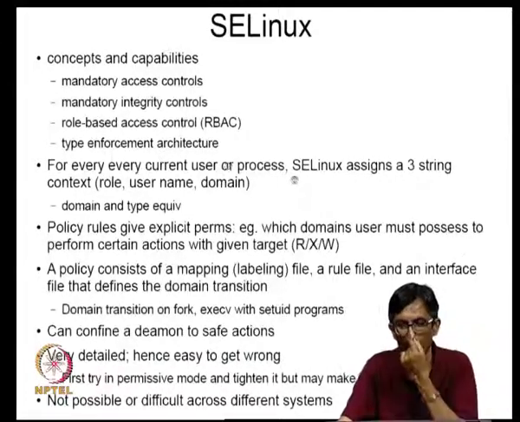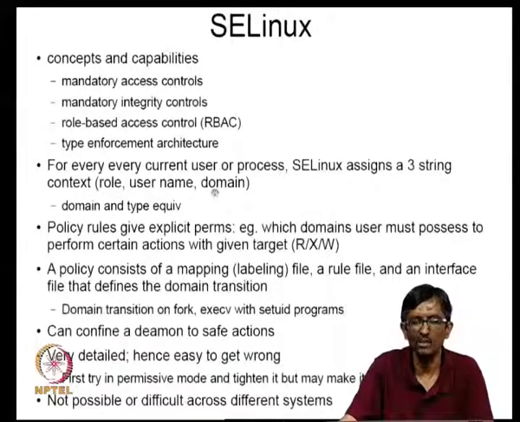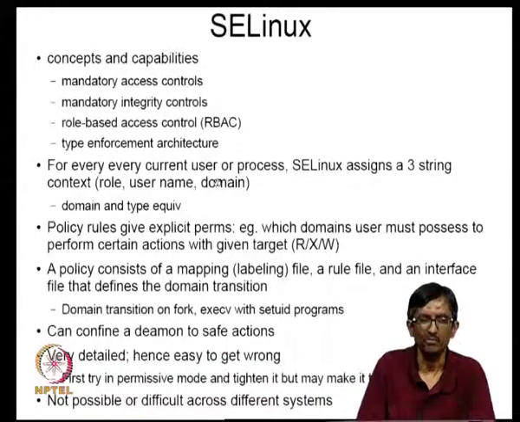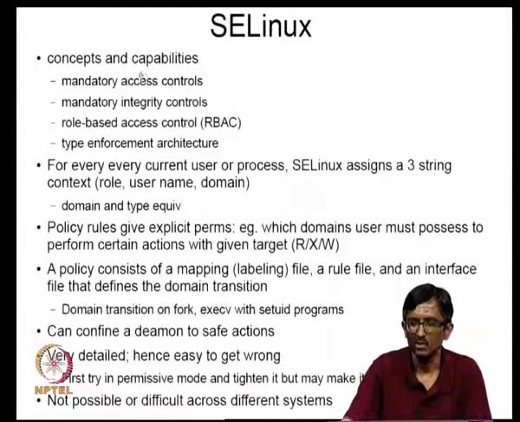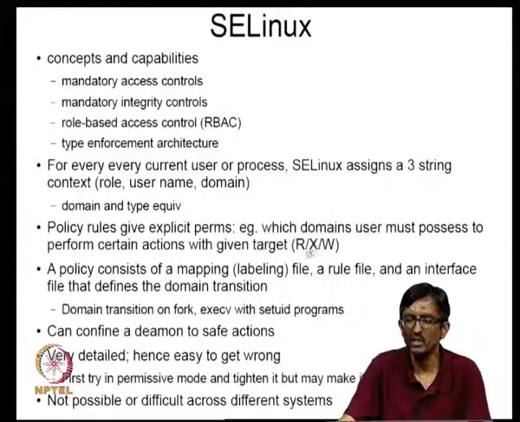So what does SE Linux have? It has a role, a username, and a domain. The role essentially gives you RBAC. The username is used for mandatory access control, etc. And the domain tells you what kind of operations you can execute. A user or a role might have multiple domains, say three domains, and whatever those domains allow him to do, he can do, and not anything else. There are policy rules that you have to specify, telling which domains a user must possess to perform certain actions with a given target. It could be read, execute, write, etc.